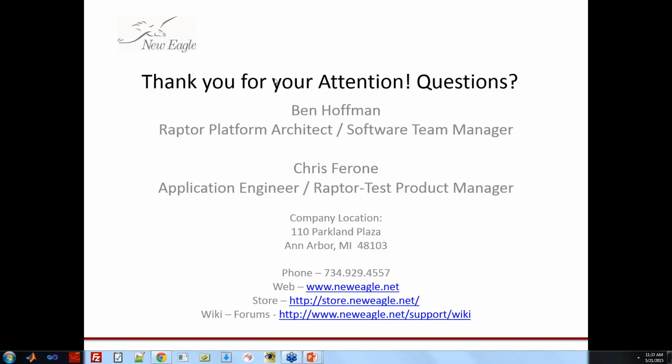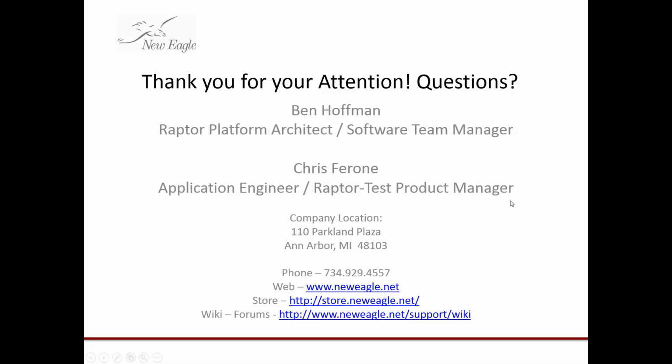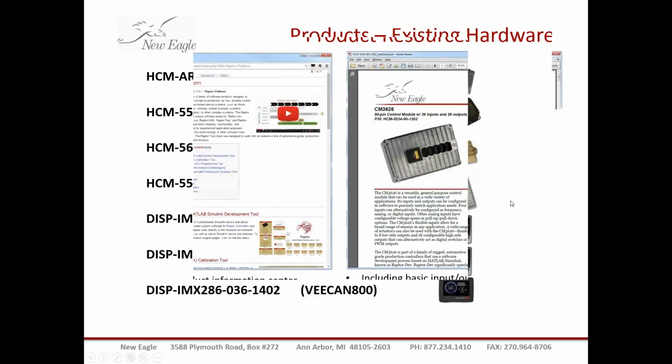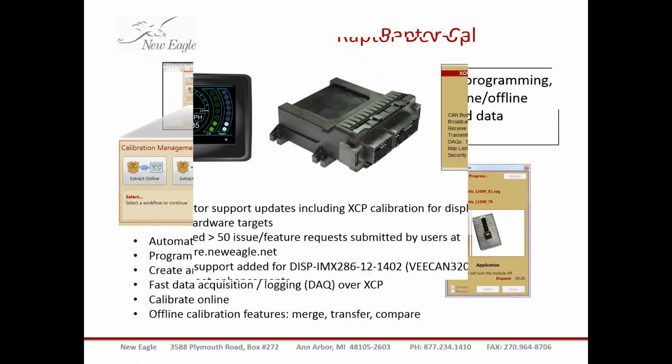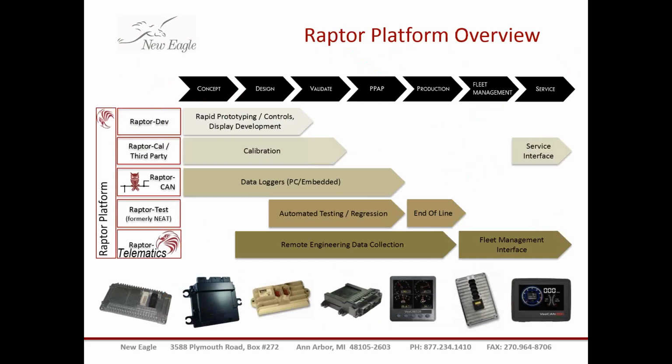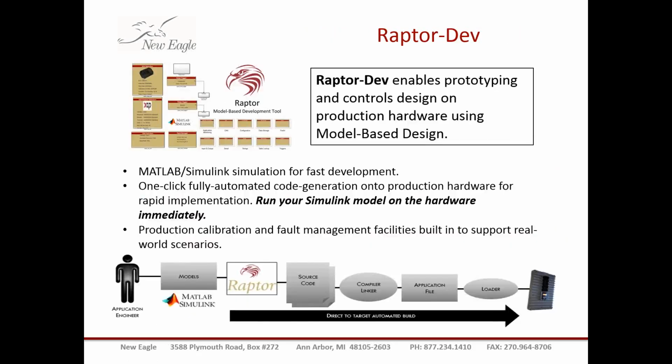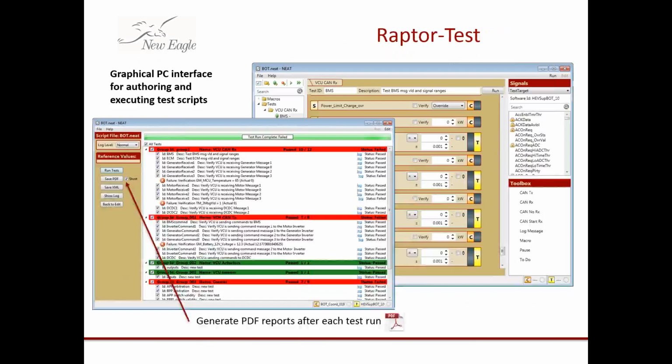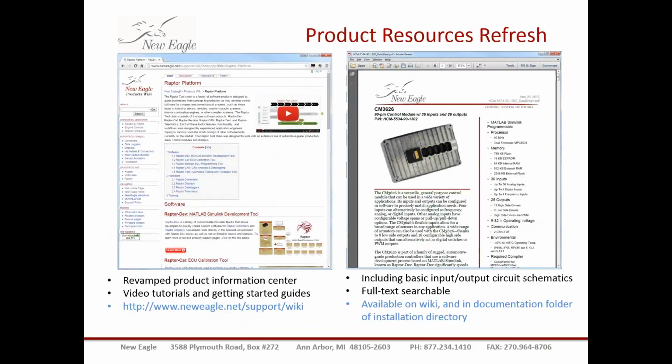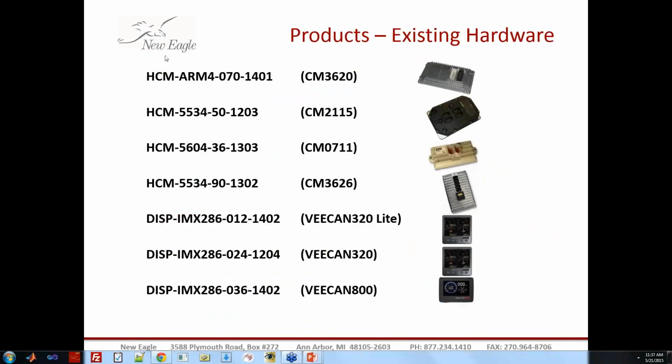So we have a question about one of the controllers on the left side. Let me see if I can find where that was. Okay, yeah, it looks like this is the 3620 here. We call it the HCM ARM4 70 pin 1401. That's this one right here, this top one here, 3620.